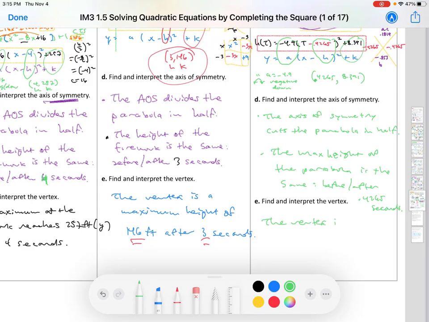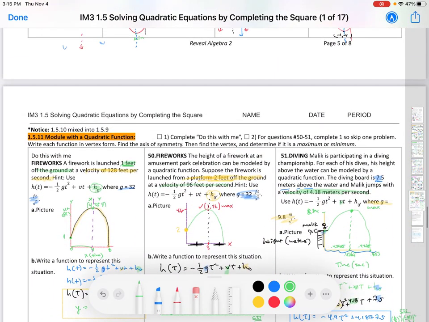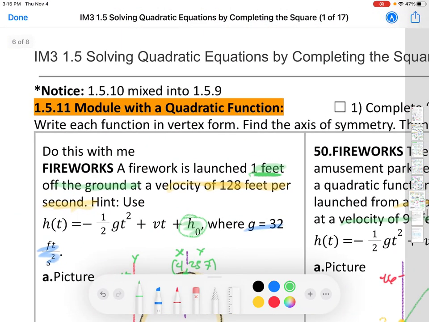And then the vertex is a max height of 8.391 meters after 0.4265 seconds. That thing must be flying. It's getting out really fast in a short amount of time. And that was 1.511. We'll see you guys later.